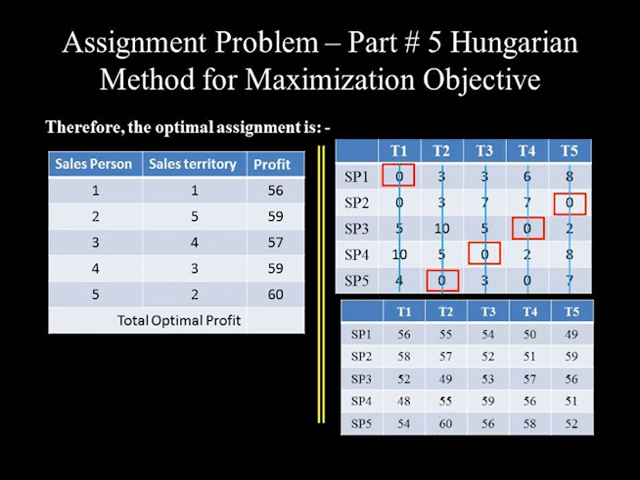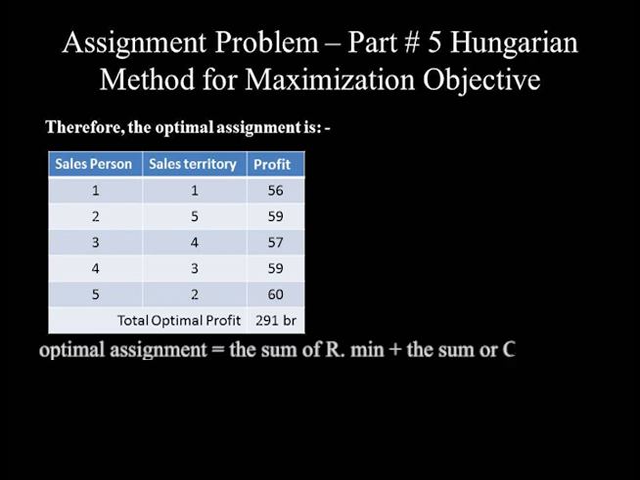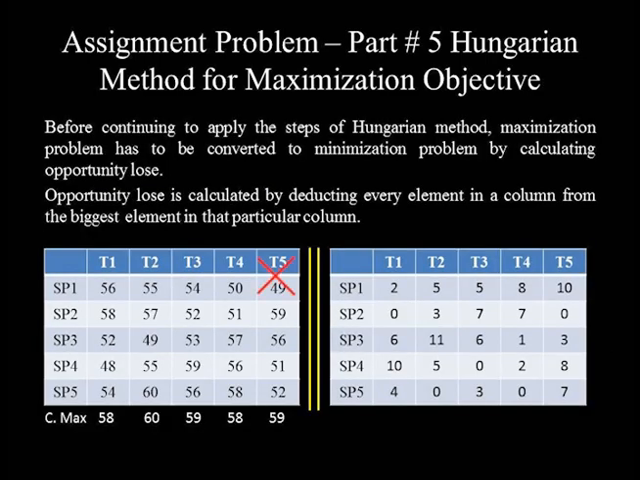Optimal profit is equal to 56 plus 59 plus 57 plus 59 plus 60, which is equal to 291. The formula, optimal profit equals the sum of row minimums plus the sum of column minimums plus the smallest element chosen to add on or subtract from other elements, can't help us check the correctness of this optimal 291, because the minimum values are not derived from the given matrix. Rather, we derived them from the matrix of opportunity loss. Thus, in such cases, the calculation gives us different results. By this, I conclude this section.